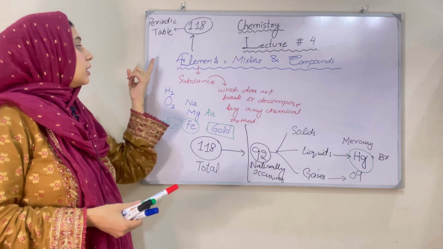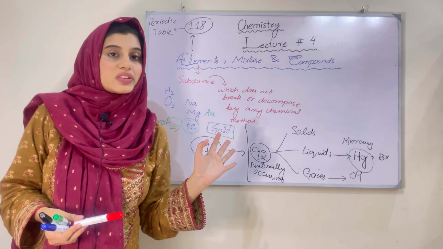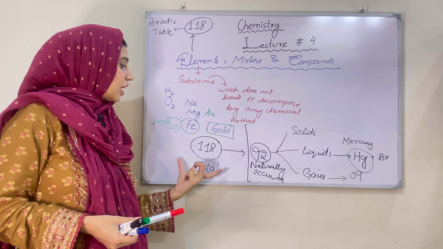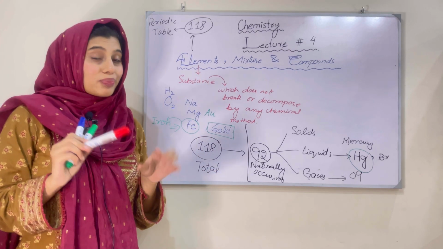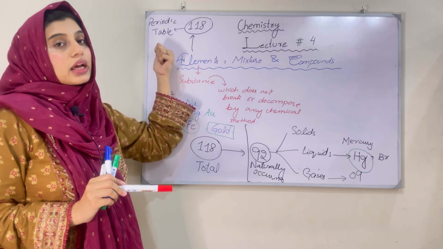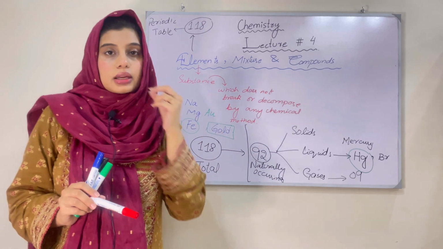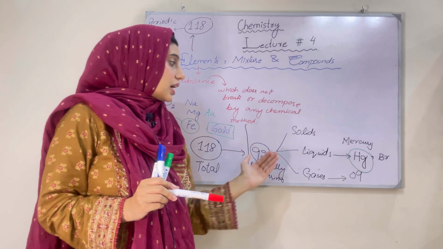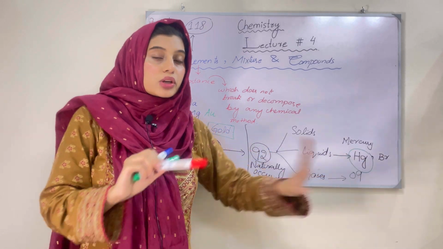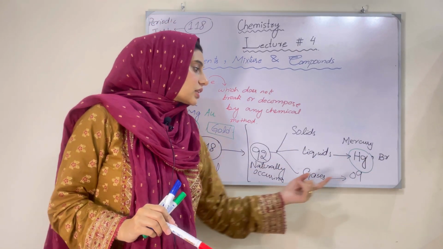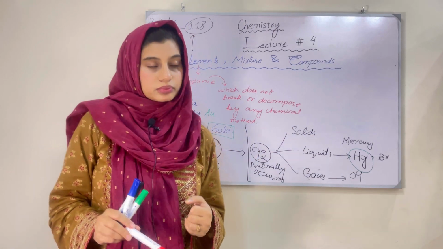We started that elements are the substances which do not break or decompose by any chemical or physical method. After that, I told you that we have a total of 118 elements. All of the elements are arranged in tabular form, and that tabular form is known as the periodic table. Out of 118 elements, 92 are naturally occurring, and those naturally occurring elements have 3 states: solids, liquids, and gases. There are 2 liquids in the periodic table. Then gases, we have 9 gases in the periodic table, and the rest of the elements are solids.